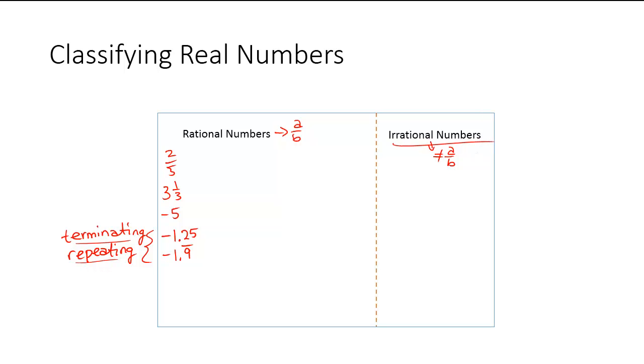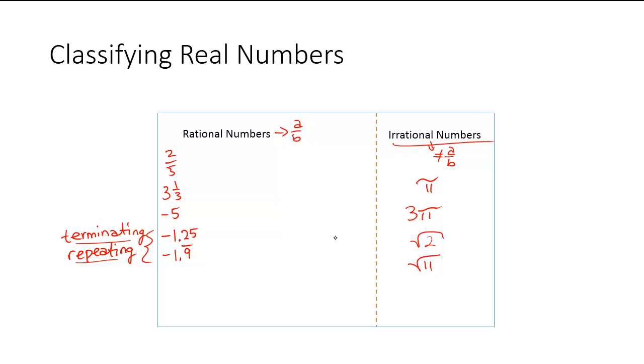So some examples of numbers like that are pi. Pi goes on forever and never has any pattern in it. Anything times pi, like 3 pi, will also be irrational. Also, roots of prime numbers like root 2 or root 11 will also be irrational.